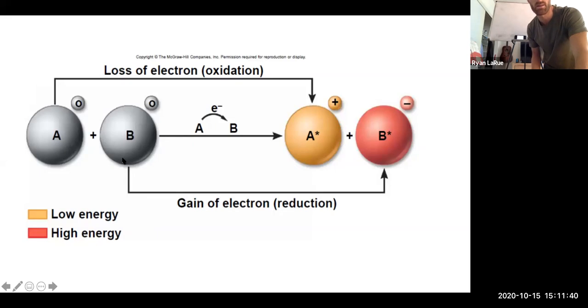And then B, if we were to give it an electron, this molecule, you actually reduce the molecule. You gave it a negatively charged, remember electrons are negatively charged. You gave it a negatively charged particle, and so you've reduced it. And it has that negative now. You gave it an electron.